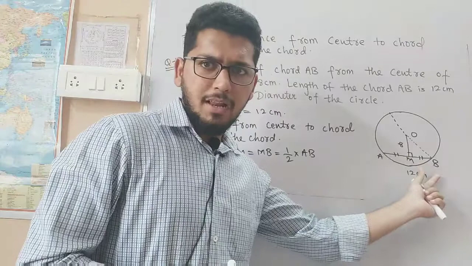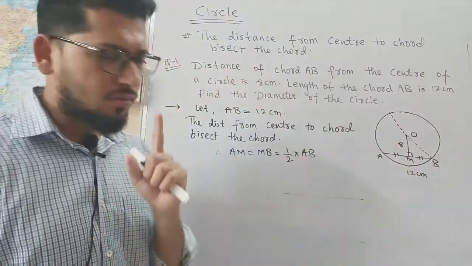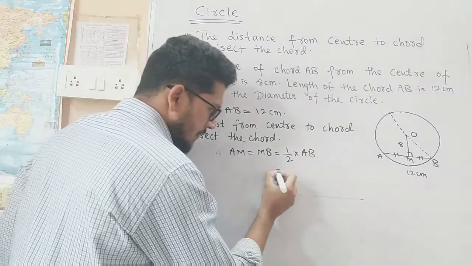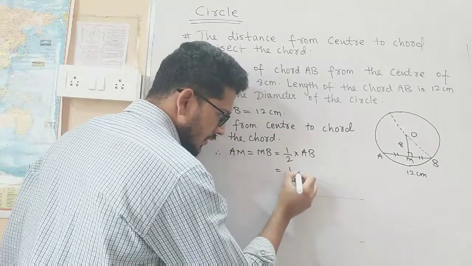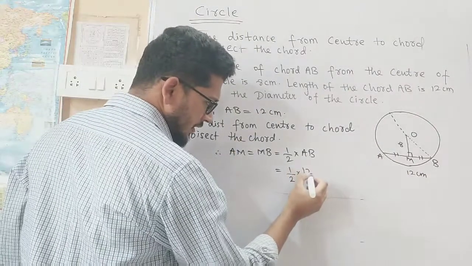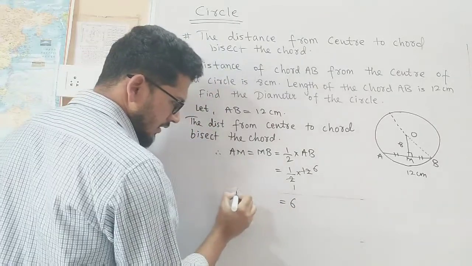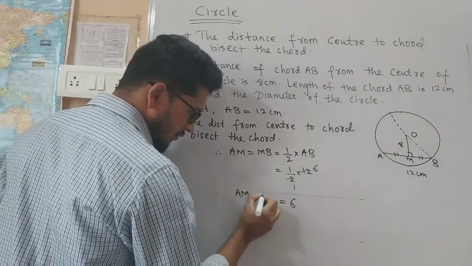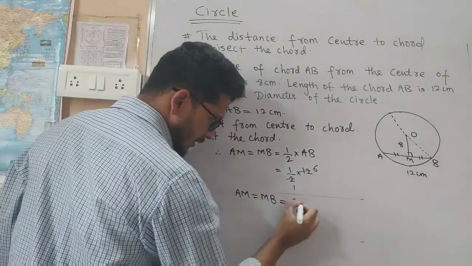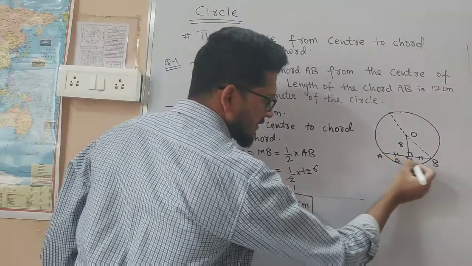To calculate AM and MB, we have to take half of the total segment, which is called AB. So we'll write here 1/2 into the length of AB, which is 12 centimeter. 2 1s are 2, 2 6s are 12, which will be 6 centimeter. Therefore AM is equal to MB is equal to 6 centimeter. We have got the value, this will be 6 and 6.